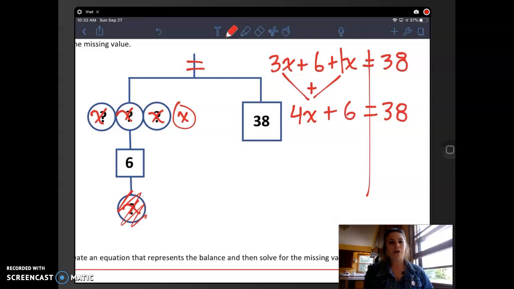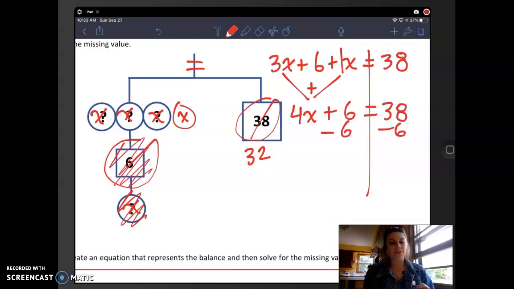Now, we want to know how much each x is worth. So what we're going to do is we're going to remove 6 from both sides of the equal sign here, or from the hanger. And so that gives us 32 ones over here on the right-hand side, and then these 6 ones are now gone. And we can do that because if you do one thing to one side of the equal sign, then you need to do it to the other side, because the two sides weigh the same. And so if you take the same weight off both sides, it also remains the same.